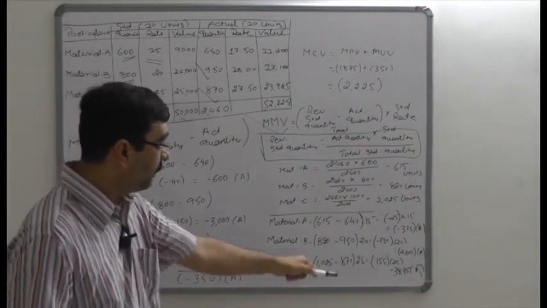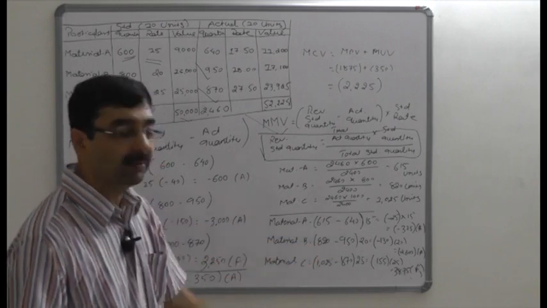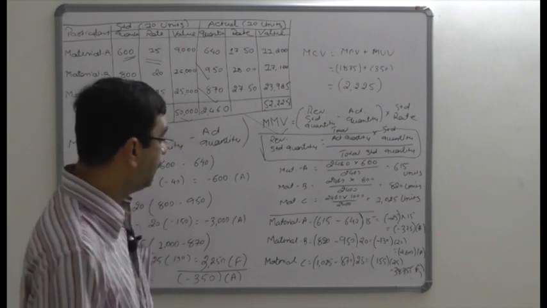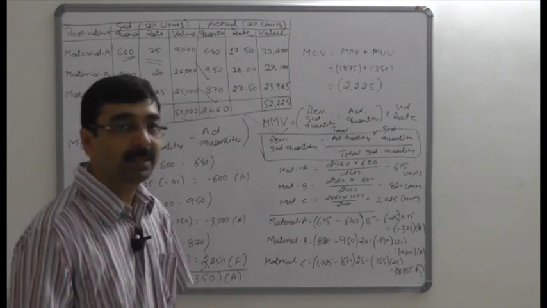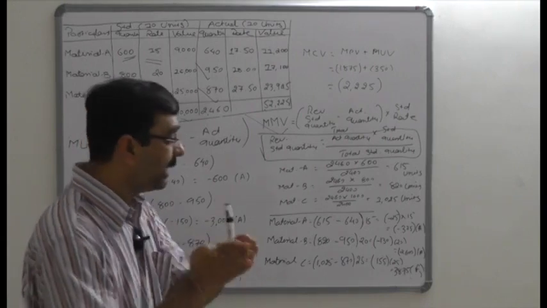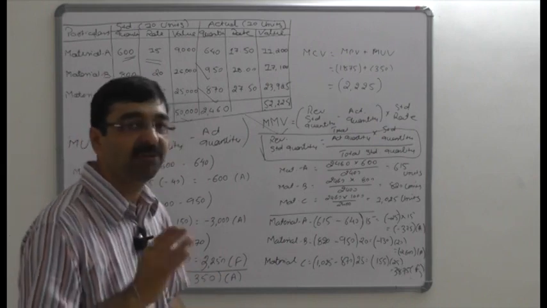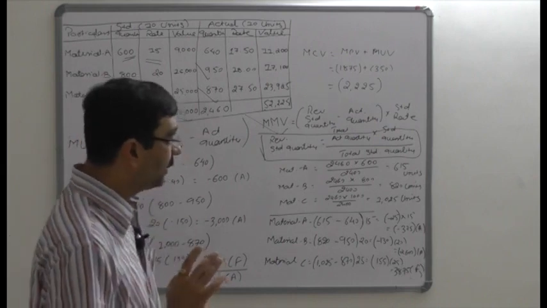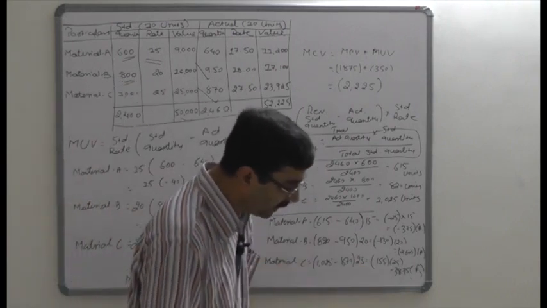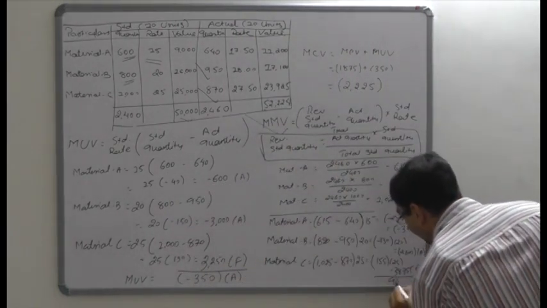So overall, it shows material C is 3875 favorable, material B is 2600 adverse, and material A shows minus 375, that is adverse. That means materials A and B have an adverse situation. The total adverse comes to 2975, and favorable is 3875. The total position comes to 900 favorable.